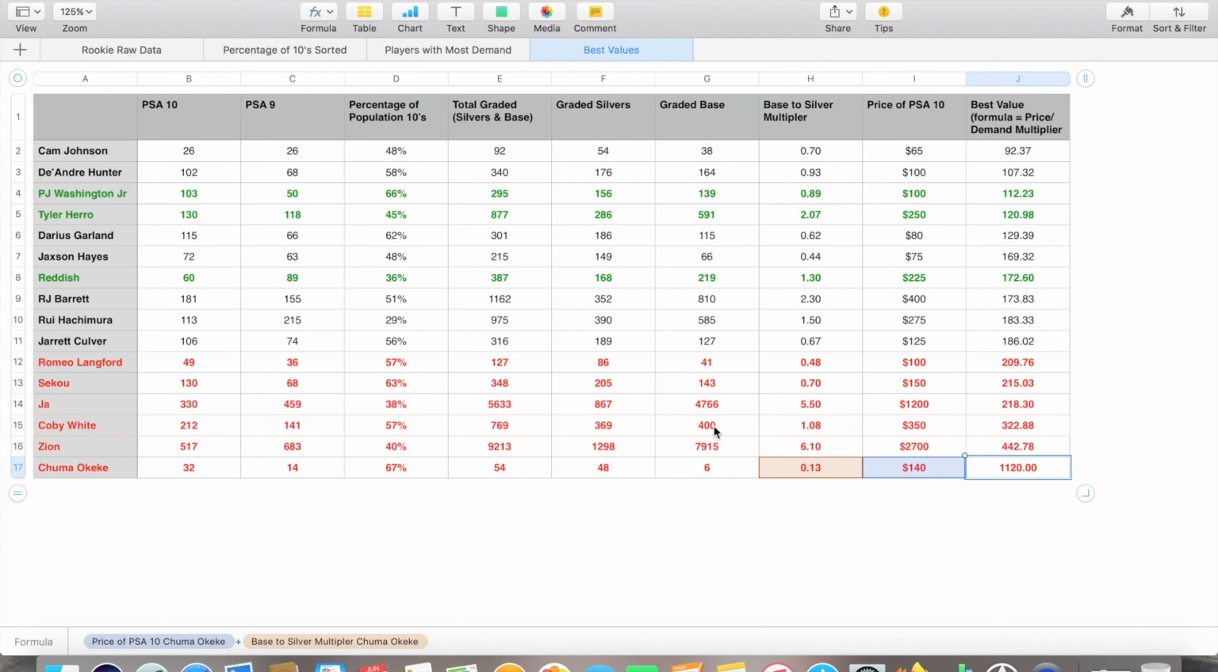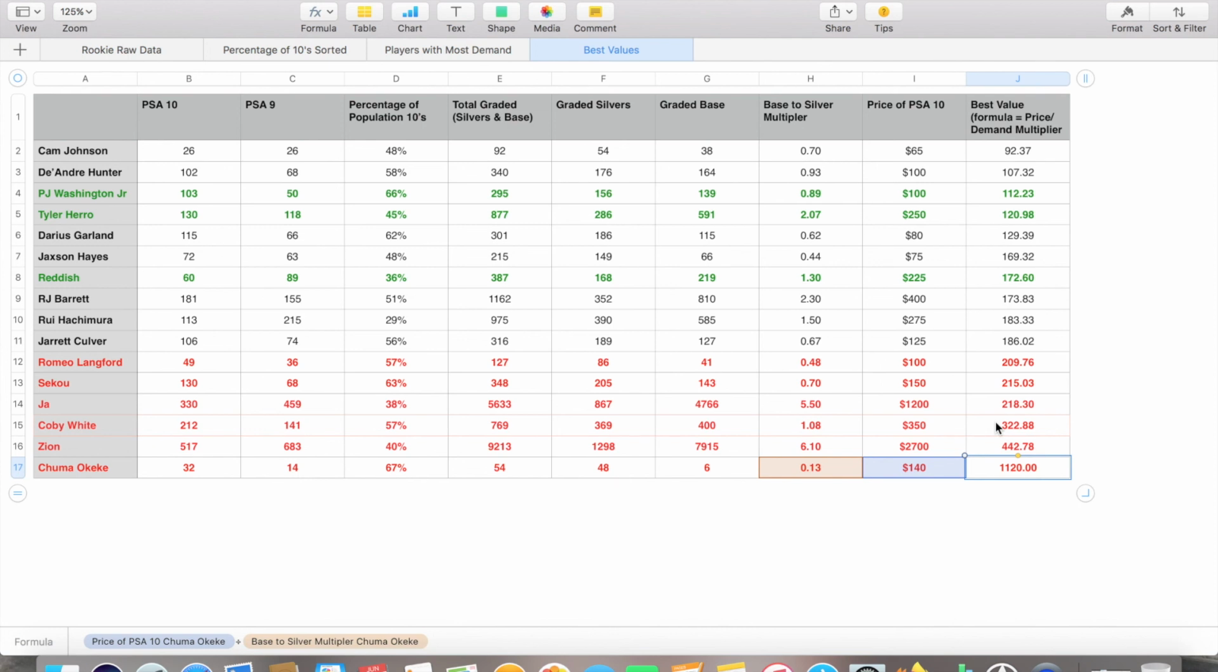Not a ton of graded base yet, and once again, all this could change. It's totally possible that there's a huge order coming in and there's hundreds of cards that will be graded, which will change around the demand multiplier. But from what I'm seeing right now, Chuma, Kobe White, Sekou, Romeo Langford, these guys are very, very overpriced for their current demand.